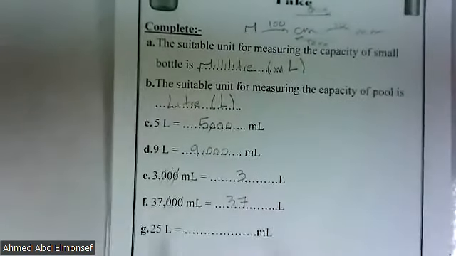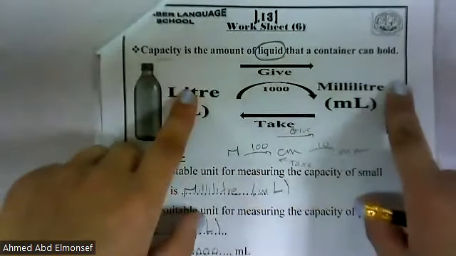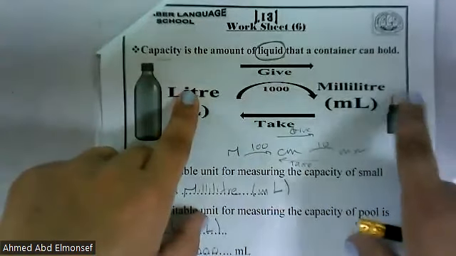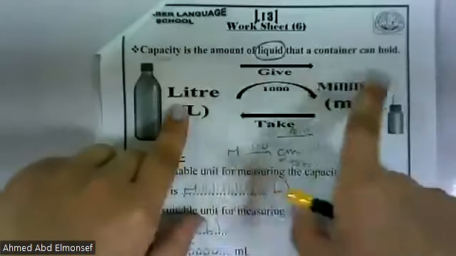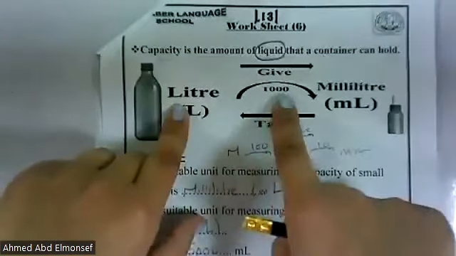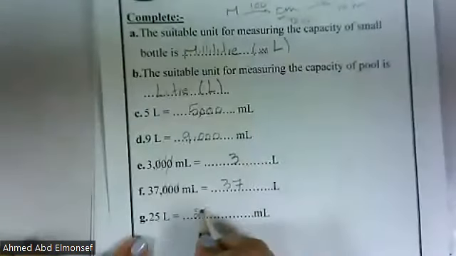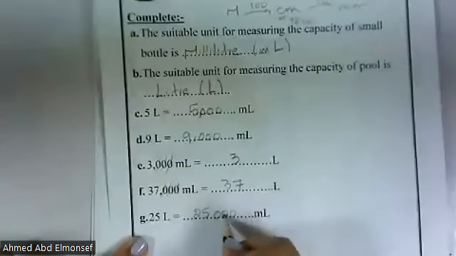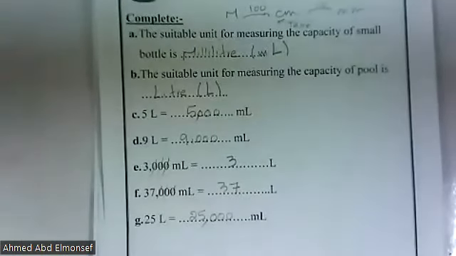I need to convert from liter to milliliter. This is the liter and this is the milliliter. So I will go forward, not backwards. In the way of the give. I will give 3 zeros, right? It will be 25 and 3 zeros, 1 2 3 comma. So it will be 25,000.